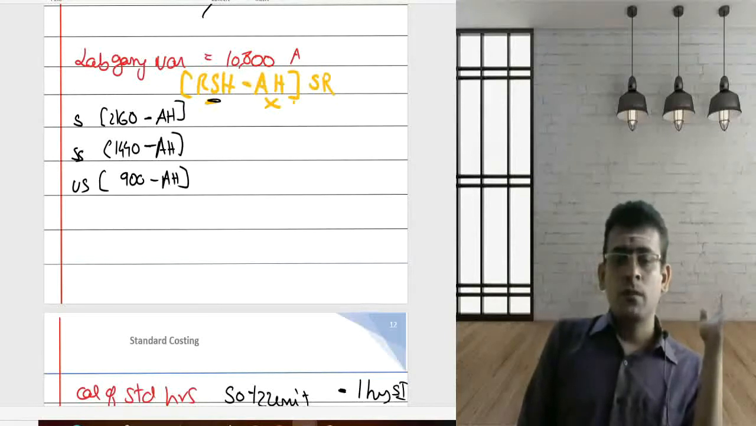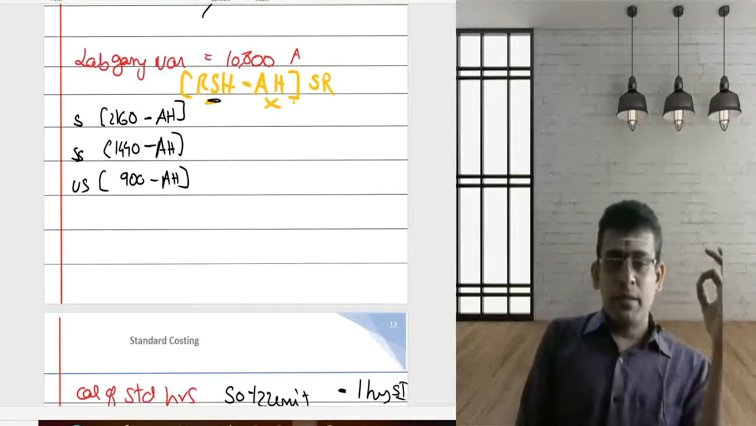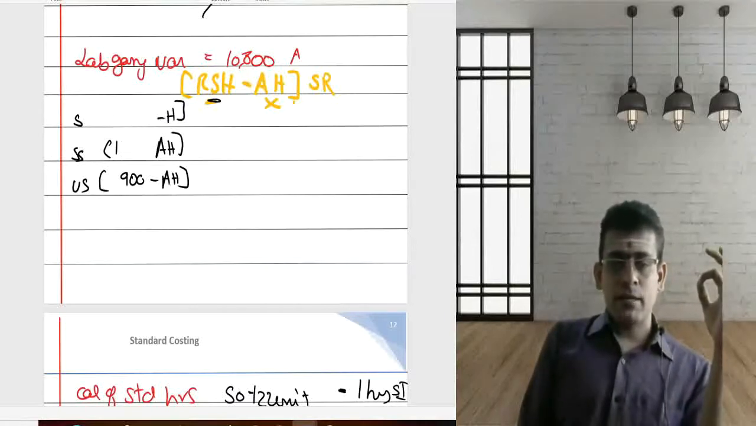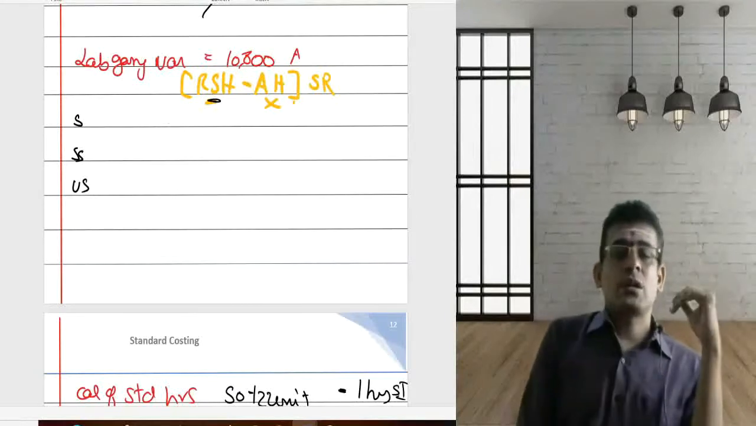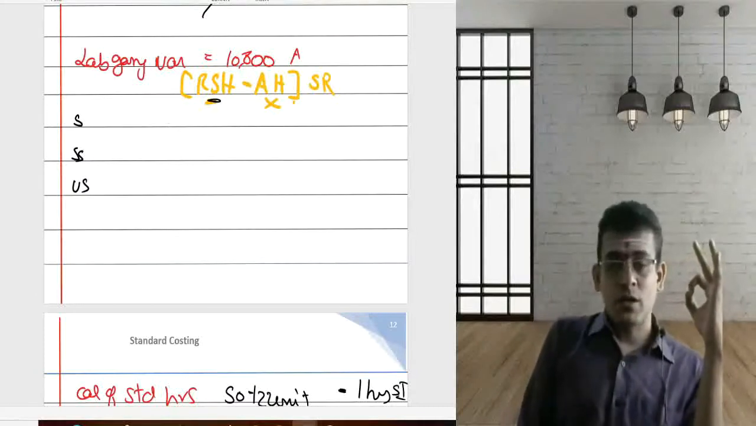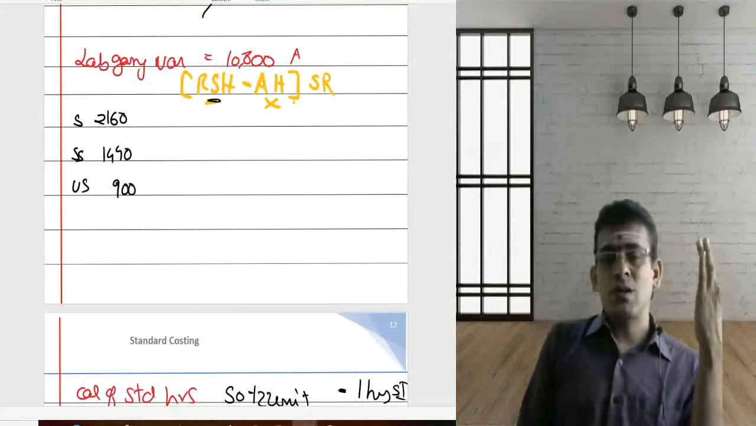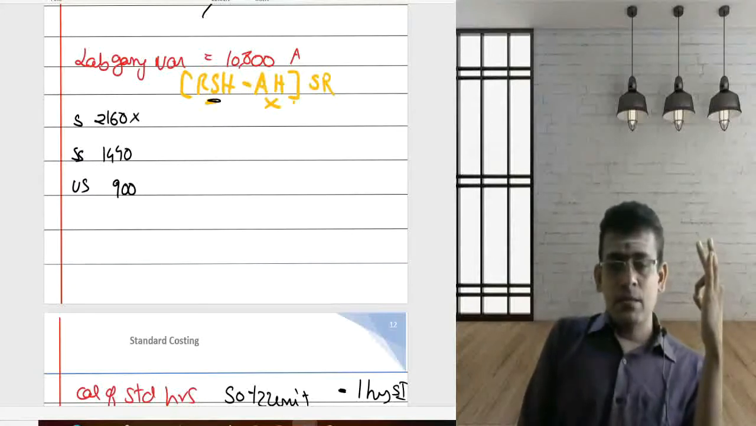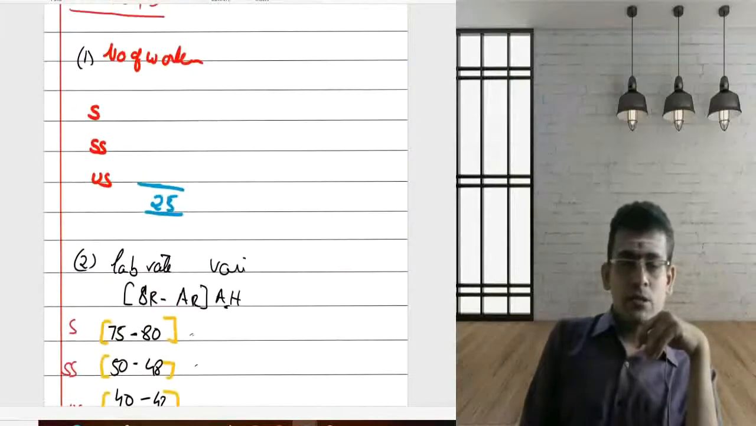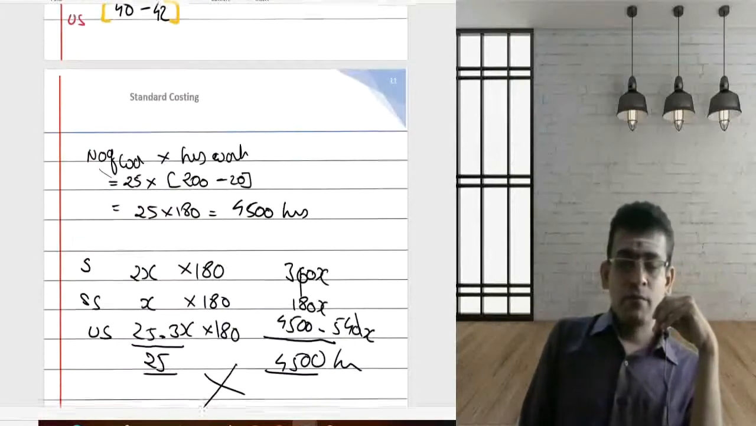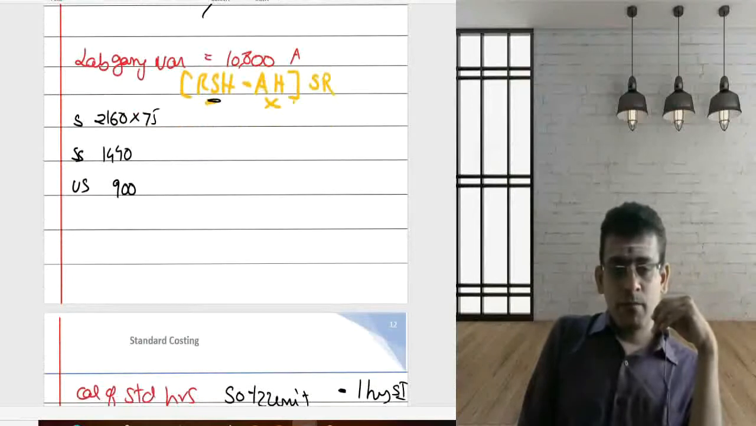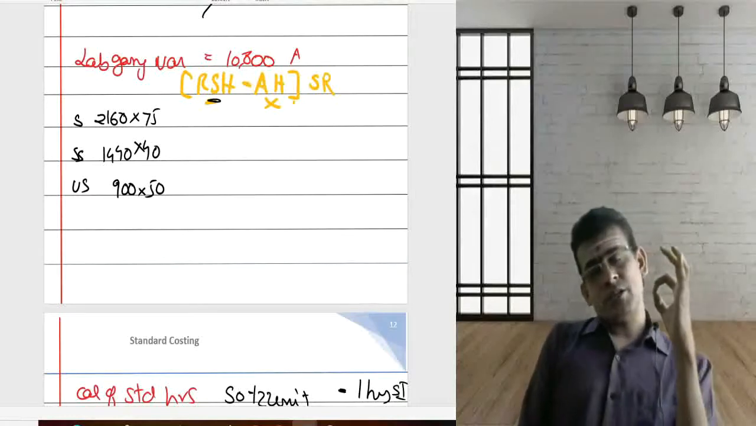Now what we know? Simply if I elaborate this, I can write like this. Instead of writing this in this fashion, I can write the same thing like this. SH into SR. SH into SR means what? 2160, 1440, 900. That's what is called your RSH. Multiply this with your standard rate. So already we had taken your standard rate. What is the standard rate? 75, 50, 40. Now into 75, into 40, into 50. So now what you are getting? RSH into SR you got.